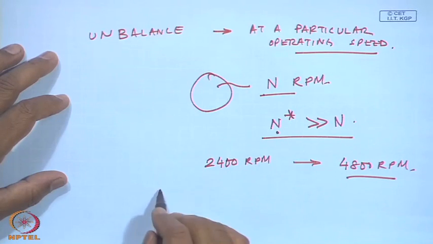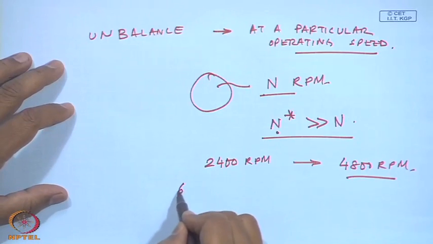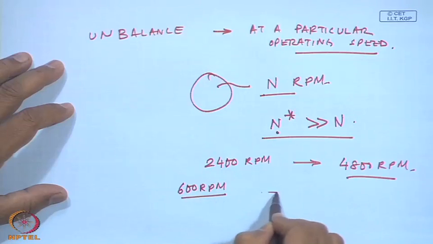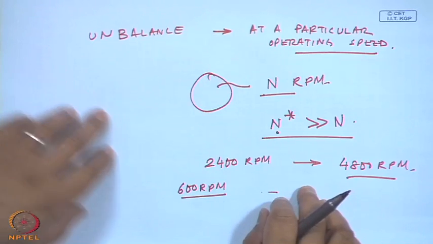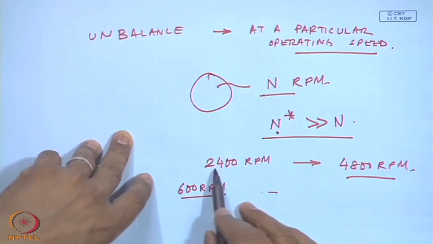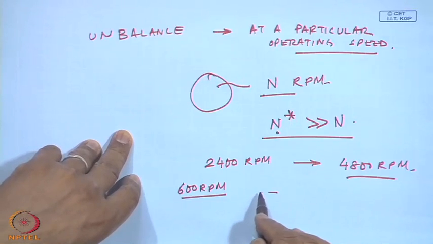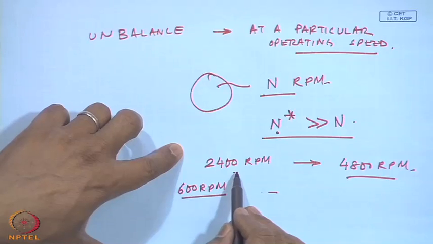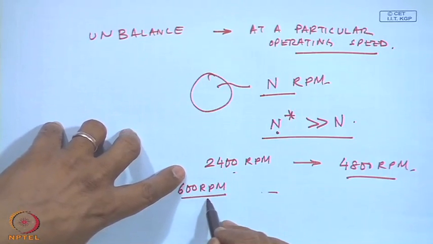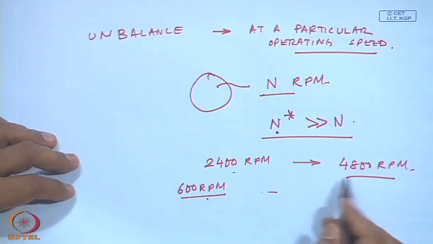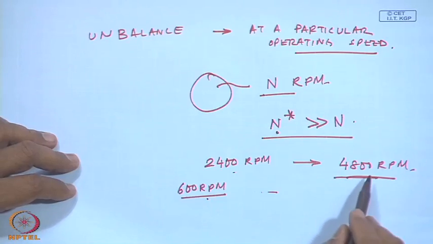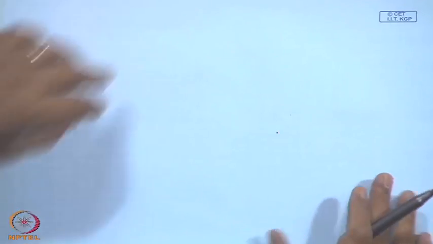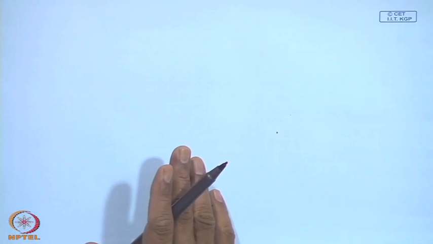So, usually the best rule of thumb is, suppose it is operating at 600 RPM, you also balance it at 600 RPM. Okay. But usually there is a problem that we do not have high speed balancing machines. So, usually people try to do it at a lesser rotational RPM and then try to operate it at a higher RPM. But we have to be careful that we do not run it at too much higher a speed than it was intended to be balanced for.